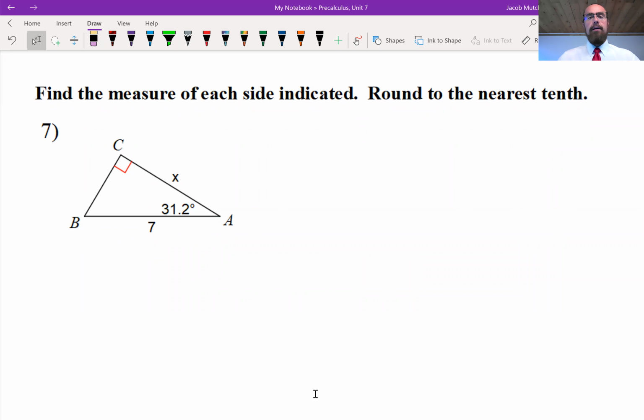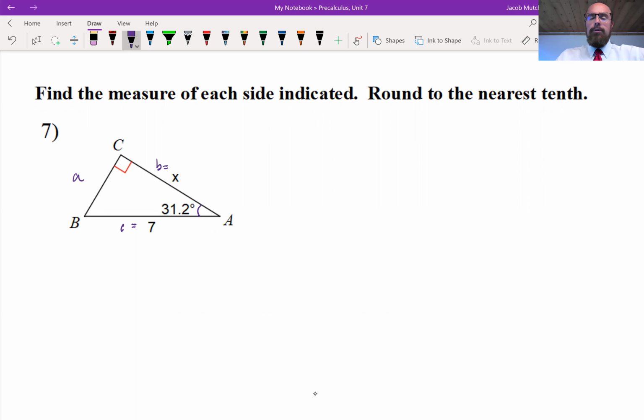And the information I've provided is different. Notice now I have an angle measure at A, it's 31.2 degrees. And I know the measure of the hypotenuse is 7. So our approach is going to be slightly different here. I'm going to mark that as side C is 7. Side A we don't know. And then side B is what we're looking for. That's labeled X.